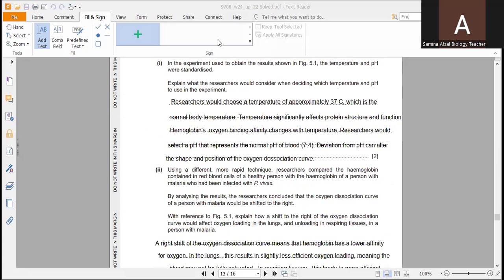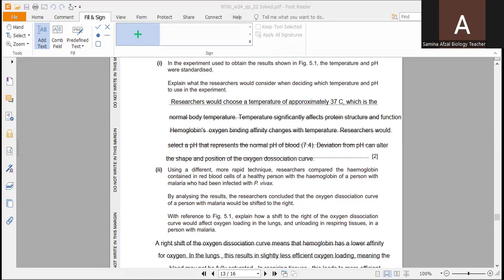Now the question: in the experiment used to obtain the results in figure 5.1, the temperature and pH were standardized. So they have kept these standardized. Explain what the researchers would consider when deciding which temperature and pH to use in the experiment. Standardized means to get good results without any ambiguity.